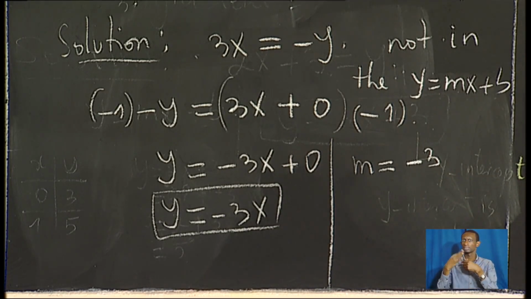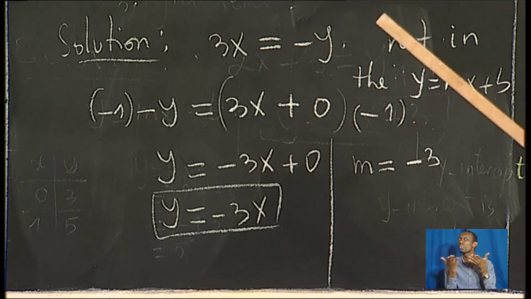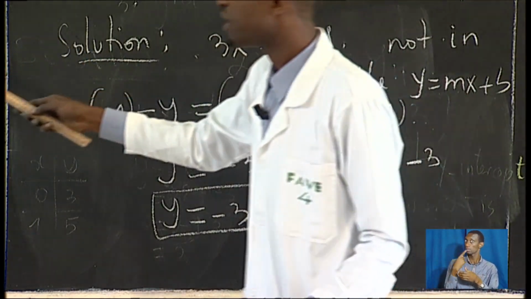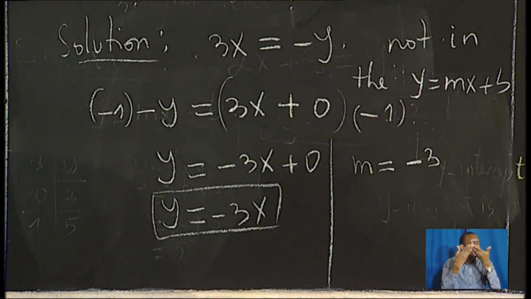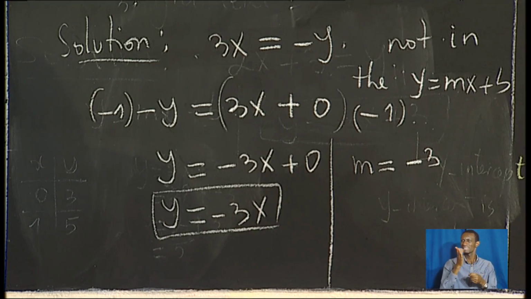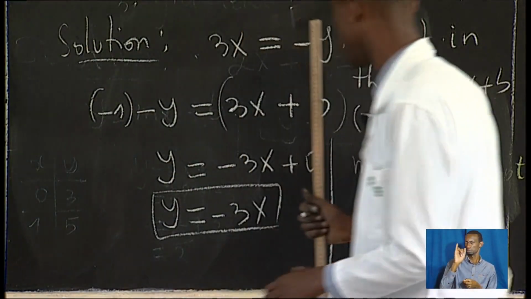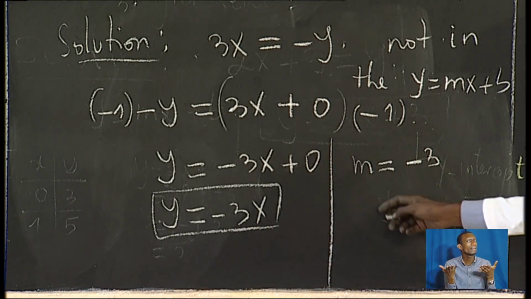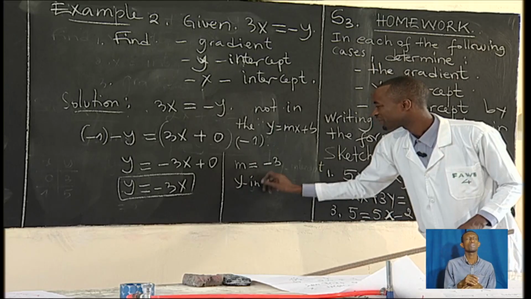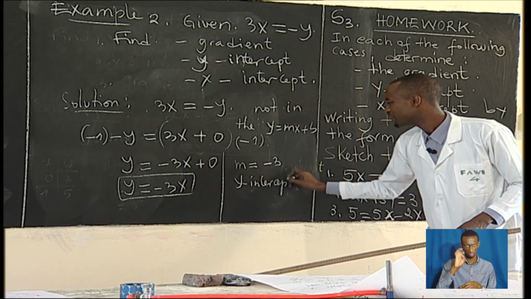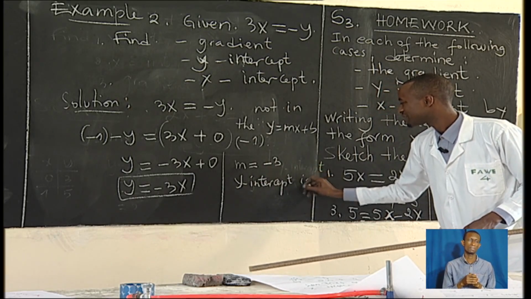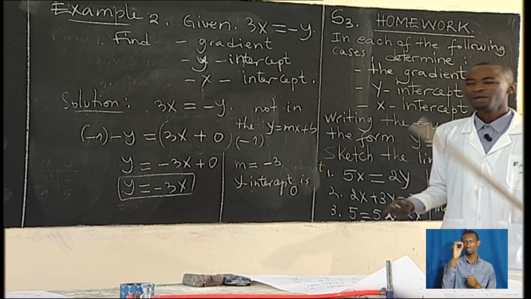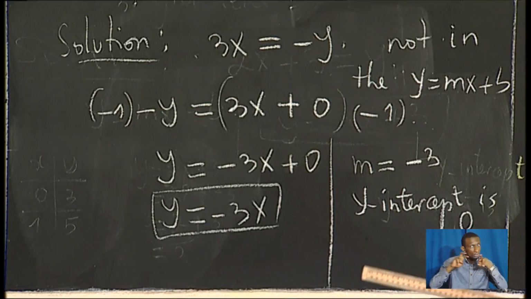What is our y-intercept? As you remember, I told you when you are given, for example, mx plus b, this is the y-intercept. You just come here and see. What is the value of b? It is 0. Our y-intercept is 0.